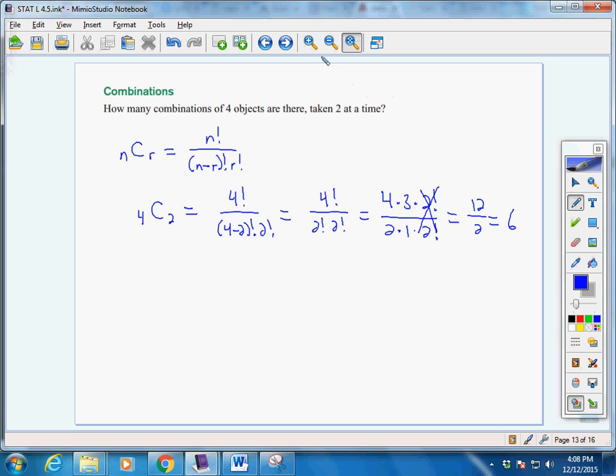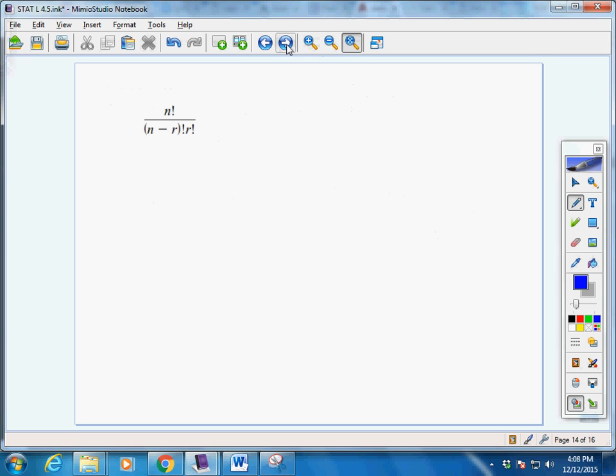Remember I said the combination formula looks really similar to a permutation. In fact, if we remember here, permutation of n objects taken r at a time is n factorial over n minus r factorial, and that's this part right here. So what we can say is you can take the permutation and divide it by r factorial. Basically, take your permutation and then divide out all the repeats.